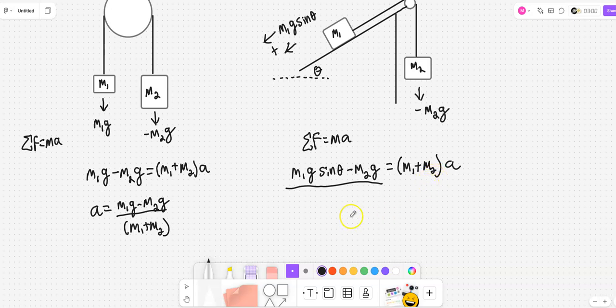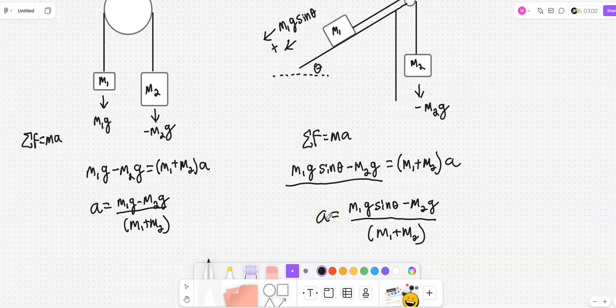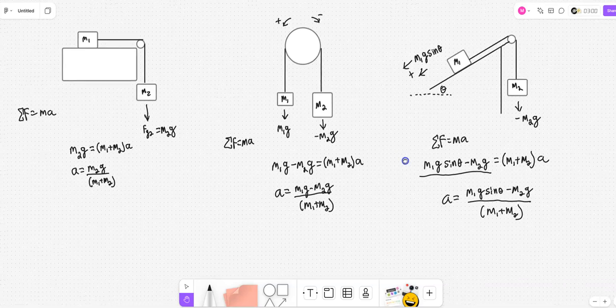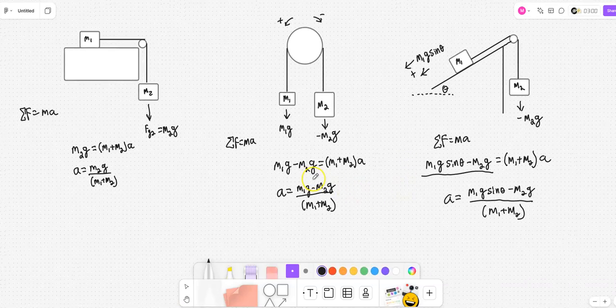If we wanted to solve for the acceleration, divide both sides by the mass of the entire system. And there you go. That would pretty much take care of that. And if you look at all three of these, let me zoom out a tad, it's really just kind of a progression. Every one of these has its own little nuance when you add it in here.